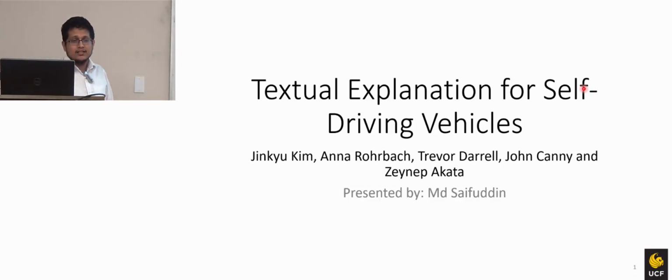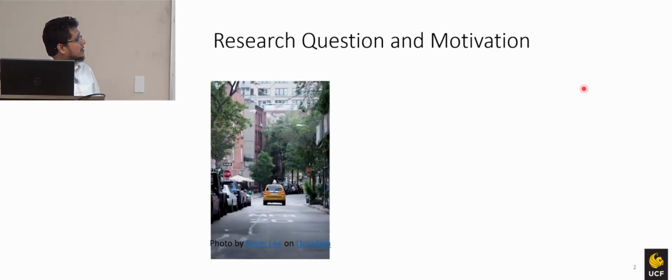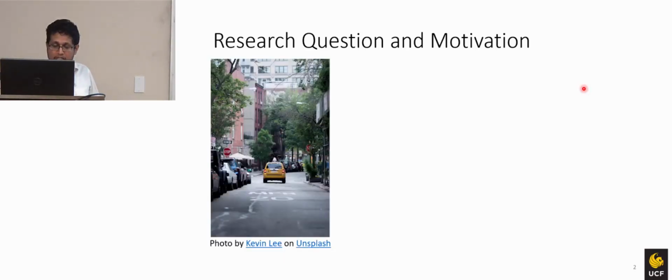So, Textual Explanation for Self-Driving Vehicles, a paper by the Berkeley Deep Drive team. I think the team leader is Trevor Darrell. I'm MD Saifuddin. The main reason I chose this paper is that I was trying to do something with self-driving cars. So the research question in this paper can be explained with a picture.